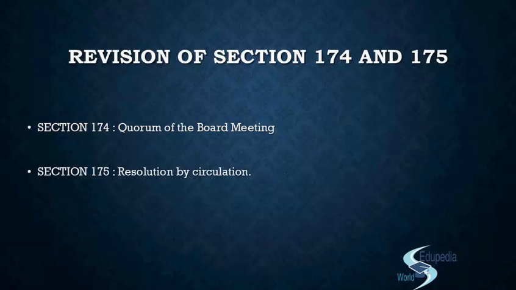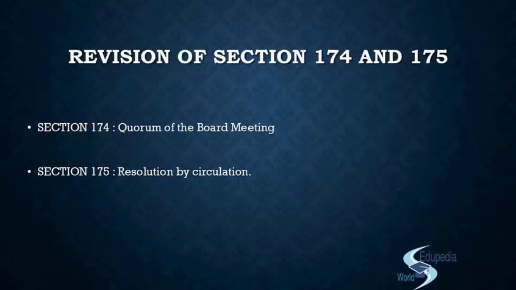Next we'll move on to section 175, resolution by circulation. Now what is resolution by circulation? If you remember, resolution by circulation is a resolution that is passed outside the board meeting, where the members do not actually meet. What happens is that a draft is prepared and all the other documents are attached to it, and then it is circulated to all the directors, and then they sign and return it back. And then if we have a majority, we call it the resolution by circulation.